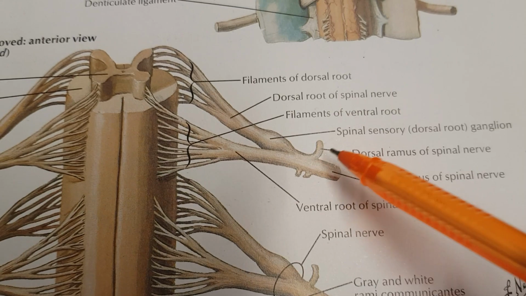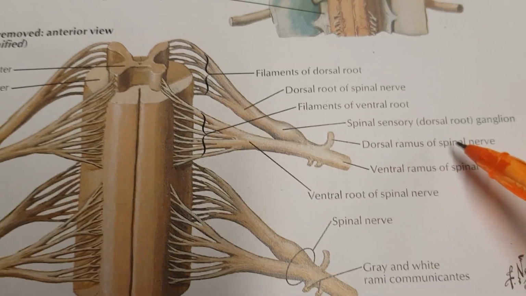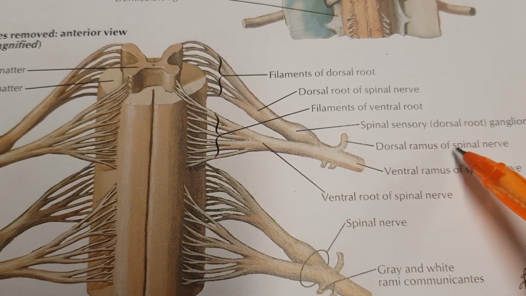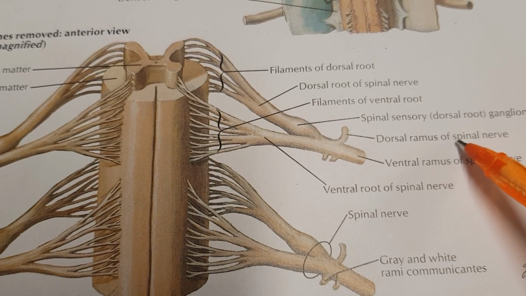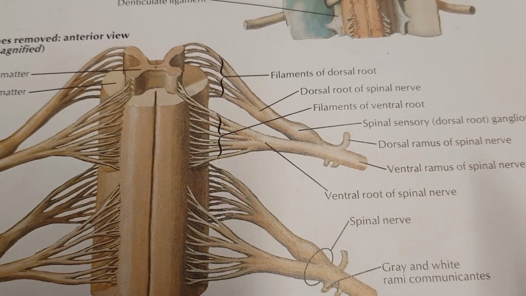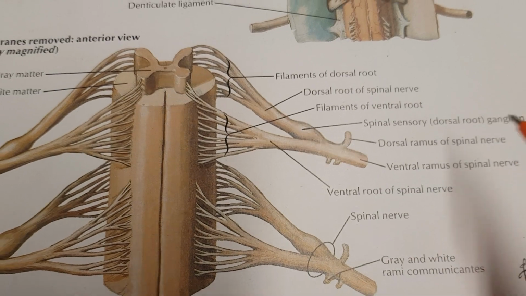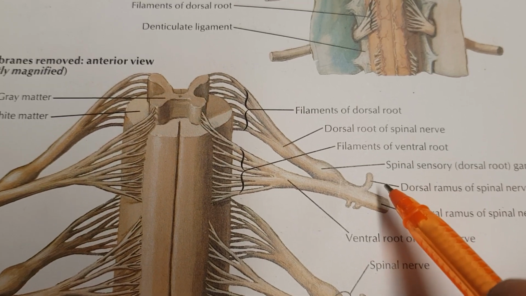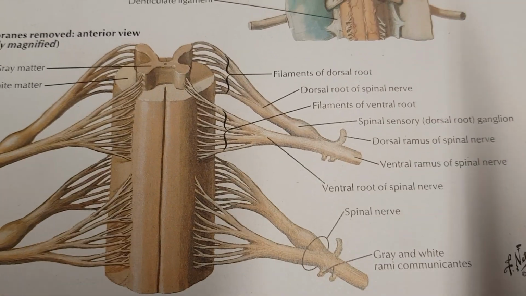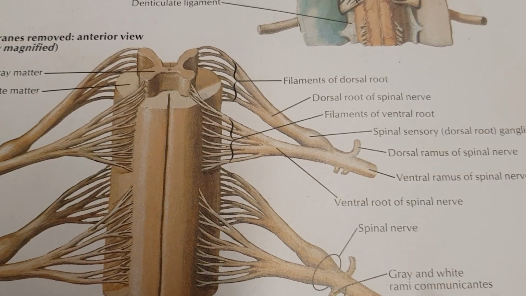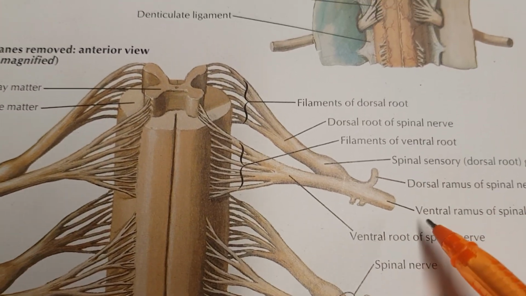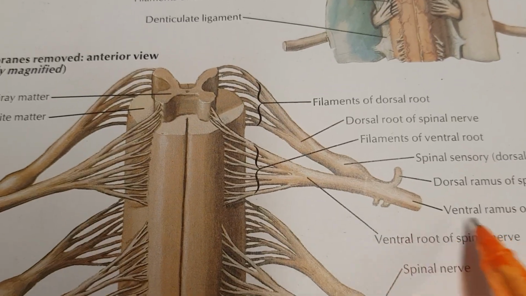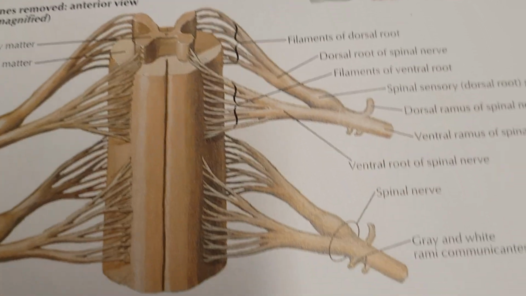It will immediately separate into the dorsal ramus and the ventral ramus. The dorsal ramus will not be part of the brachial plexus or cervical plexus or lumbar plexus or sacral plexus. The dorsal ramus is not part of the plexus. It is the part that will break again to supply the muscles of the back. So the ventral ramus is the part that will become the root of the brachial plexus.